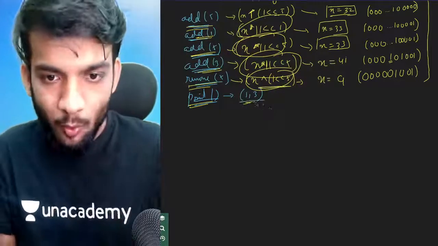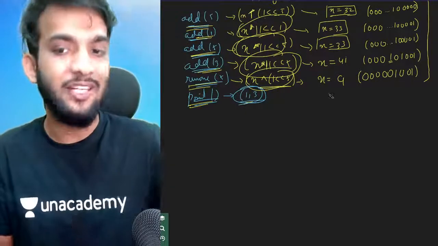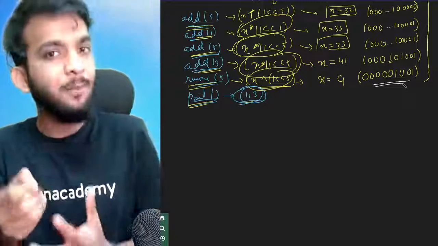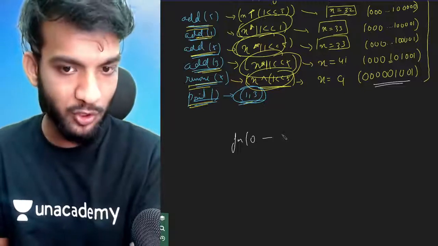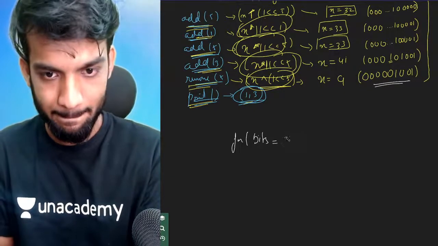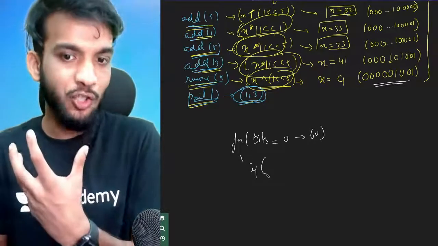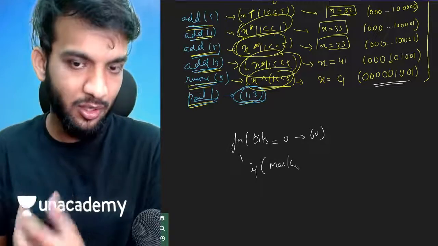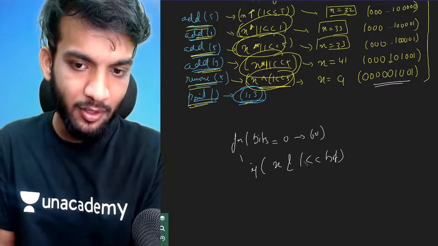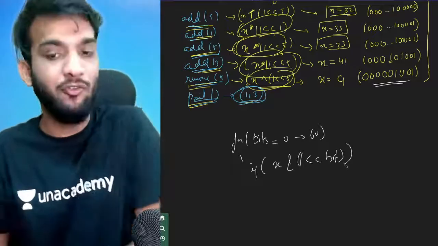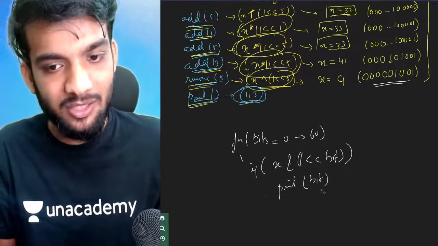Cool. Print 1 3. Okay, print 1 3. So how do you print the numbers that are in your data structure? You have a mask, right? You know the numbers are from 0 to 60. Run a loop from 0 to 60. If your mask x AND 1 left shift of bit is set, then you can definitely print that bit, saying this is the number which is available.